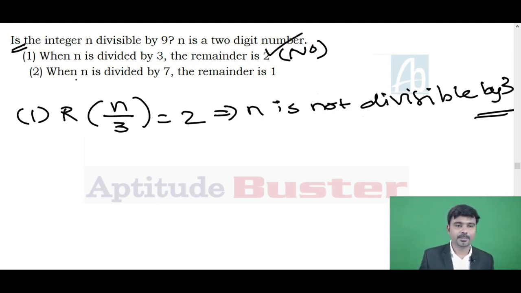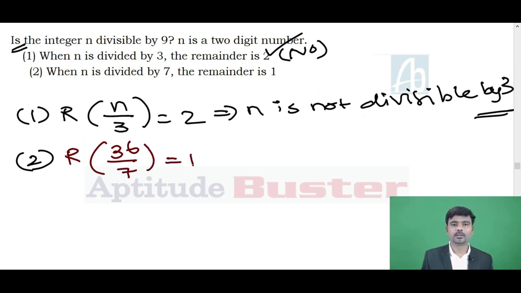Next, read the second statement alone. When n is divided by 7, the remainder is 1. Take one example. If I take 36 divided by 7, the remainder is 1. Right? Okay. When divided by 7, the remainder is 1. Here, we need to check whether 36 is divisible by 9 or not. In this case, yes. 36 divided by 7, the remainder is 1, and 36 is also divisible by 9.